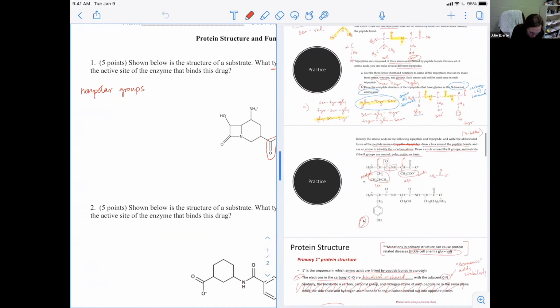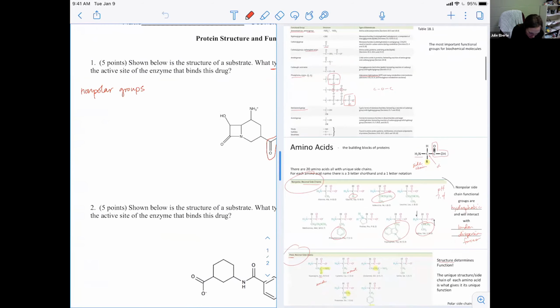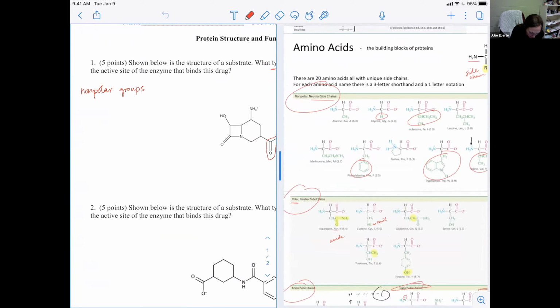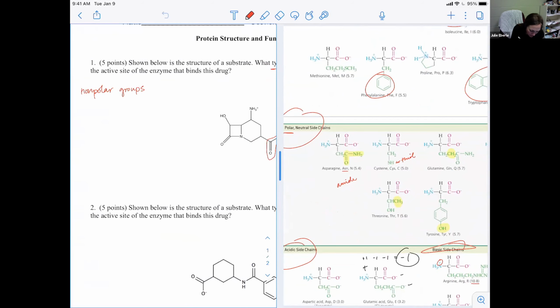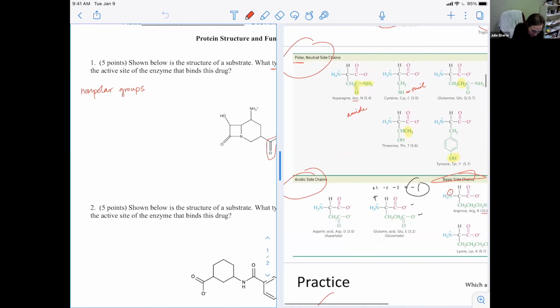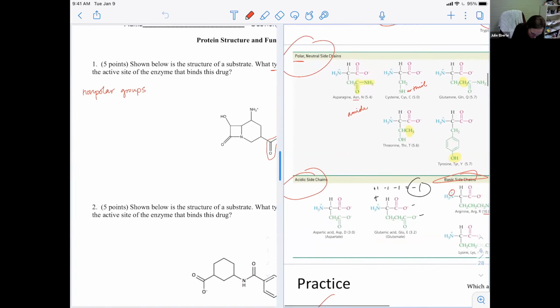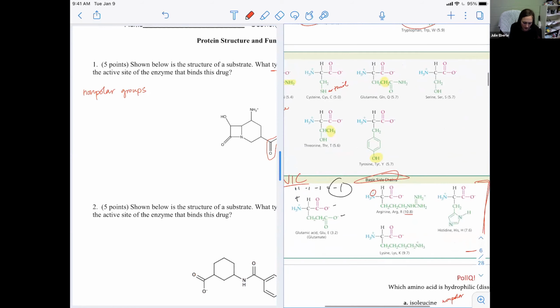We are talking about proteins. If we're looking at amino acids, everything I've circled, we've got nonpolar amino acids with neutral side chains. We've got polar amino acids with neutral side chains. Then we have ions that are so polar they're now ionic. So I would consider these ionic. Okay, we've got some with negative charges, some with positive charges.